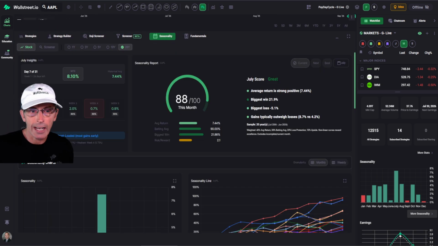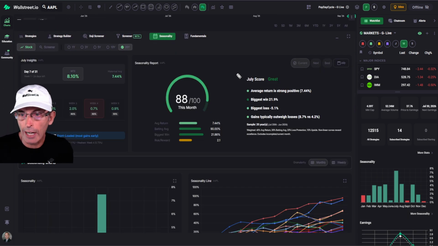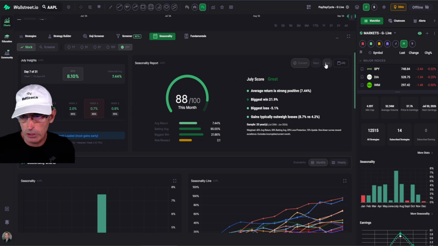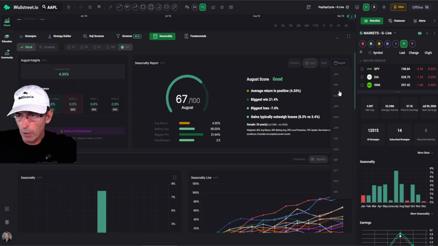And you can see all the data here. So July is its best month. It says, great. I could jump to best just to find that out. And currently we're on July, so it's going to say July. I can look at next month, or I could pick a month over here.